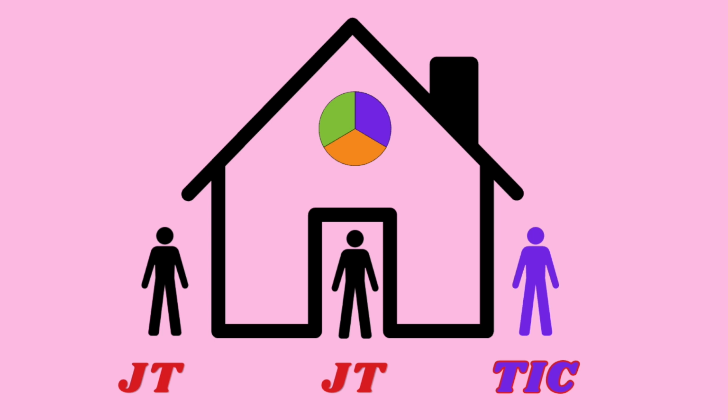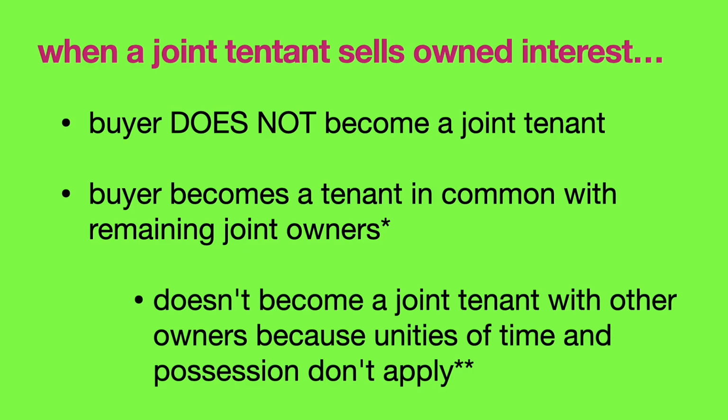When a joint tenant sells interest in a property, the buyer doesn't become a joint tenant with the other owners. The buyer is a tenant in common with the remaining joint owners. That's because the unities of time and possession don't apply. This is super important, this concept. There will absolutely be a question on your exam about this.